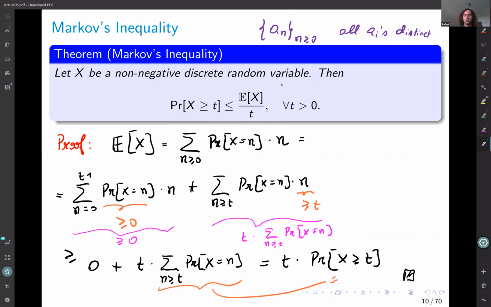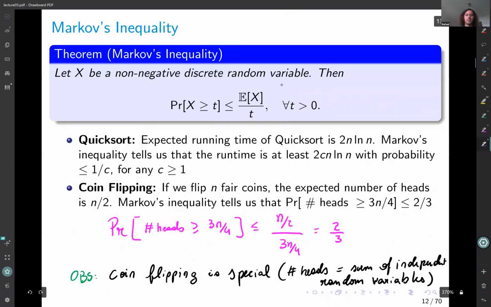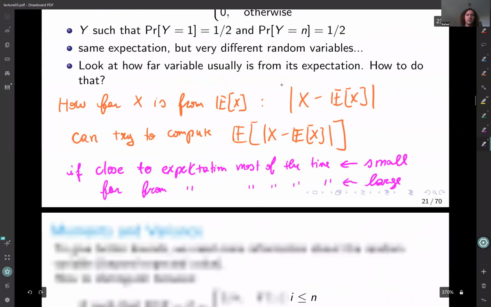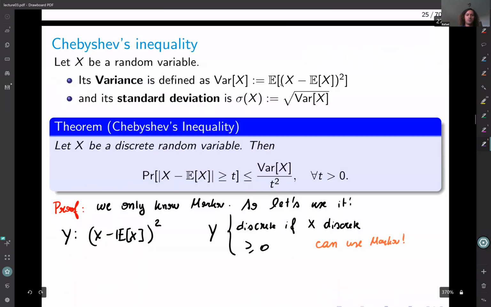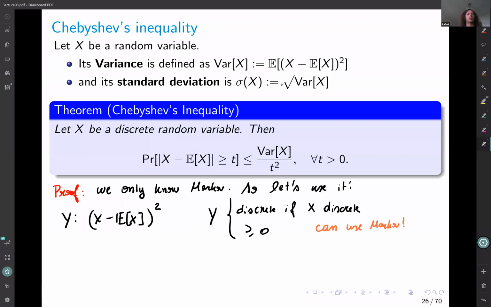Okay. So then let's go back to our Chebyshev proof. Again, we only know Markov, and now we also know that y is a discrete random variable because x is discrete, right? And y is also always non-negative. So here we have exactly the setting of Markov. And now how do we apply Markov? Well, we know that by Markov, what we have is that the probability of y being greater or equal to t squared.